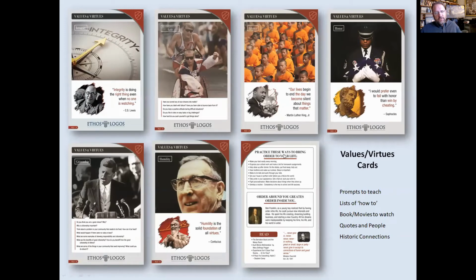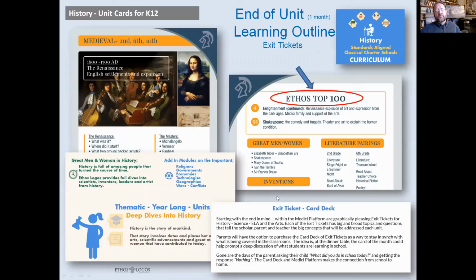Then the value virtue cards, again, each month we focus on two values and virtues on every subject across everything we do. And we also then have prompts to discuss, extra things to read, documentaries to watch that can kind of help your child connect with that particular value or virtue.